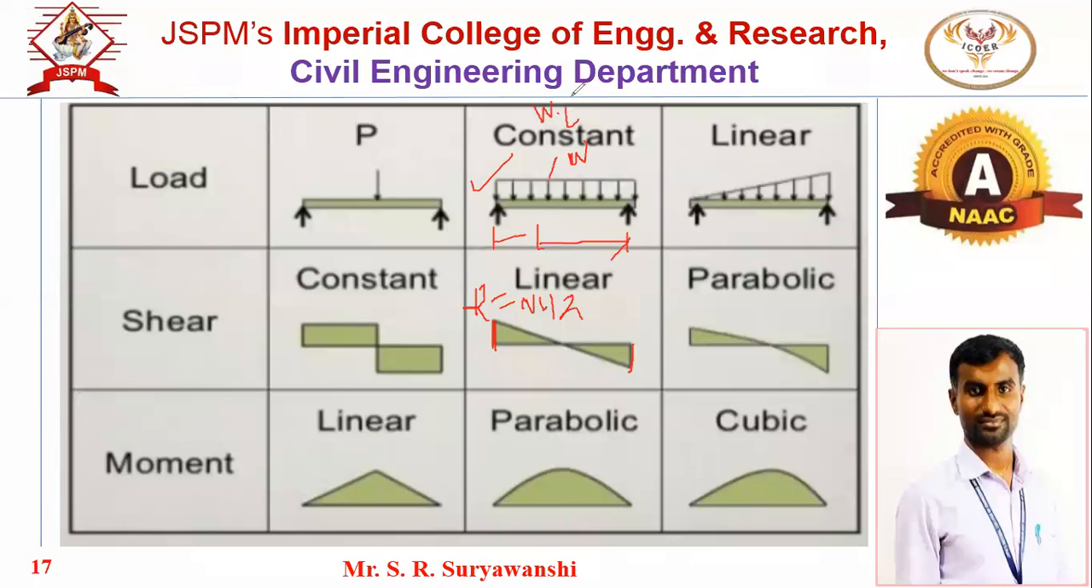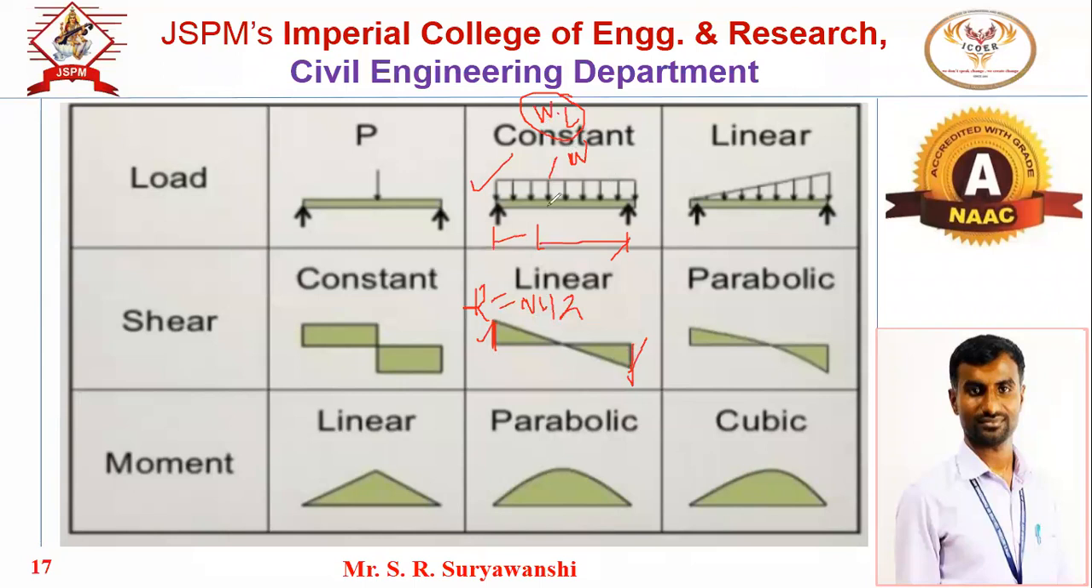This is the total load. Now the reaction at each support will be half of this total load. Why half? Because the loading is symmetrical. As the loading is symmetrical, this total load will be halved for the reactions. So that's why this will be WL by 2 at A and WL by 2 at B. These are the reactions.